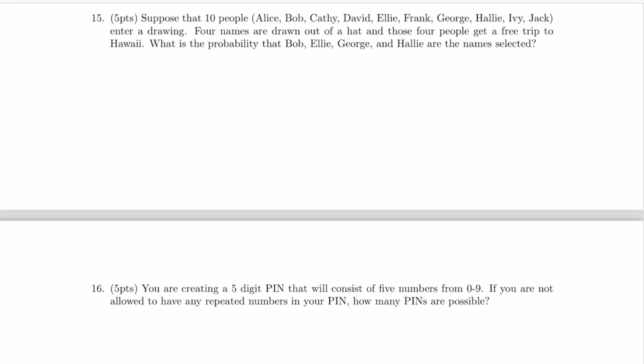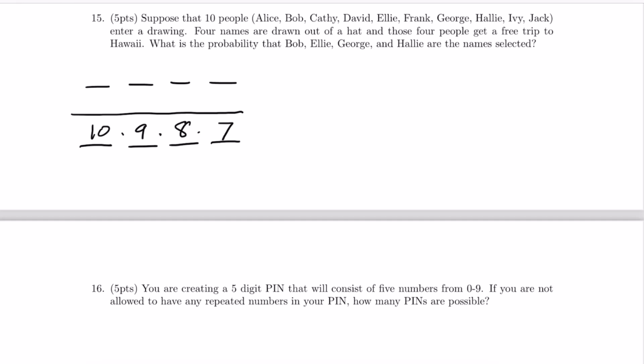So the way I would think about this is, okay, the bottom part of my probability is going to be the number of possible ways I could choose these 4 people. And then the top number is going to be the number of specific ways that I can choose Bob, Ellie, George, and Hallie. So for the bottom part of my probability, I have 10 options for who I could choose to go on the trip first, and then 9 for the second person, 8 for the third, and 7 options for the 4th person who goes on this trip.